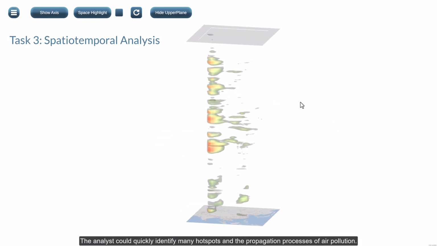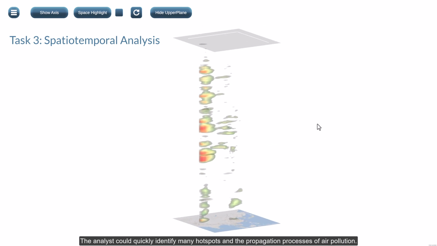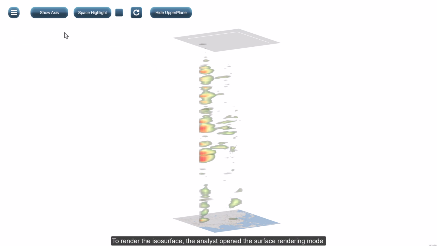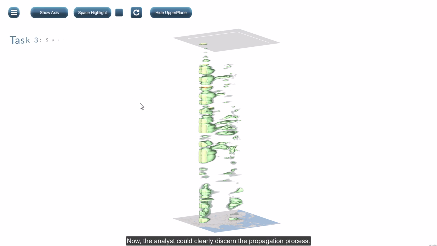The analyst could quickly identify many hotspots and the propagation processes of air pollution. In the bottom portion, a voxel cluster was evident. Such a skewed shape signified the spatiotemporal propagation process of air pollution. To render the ISO surface, the analyst opened the surface rendering mode and set the voxel threshold to 125 and the ISO threshold to 150. Now, the analyst could clearly discern the propagation process.